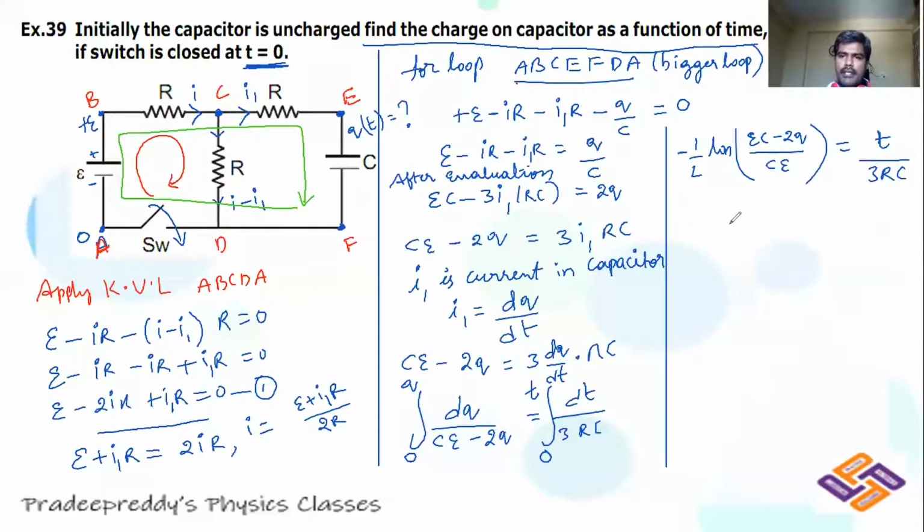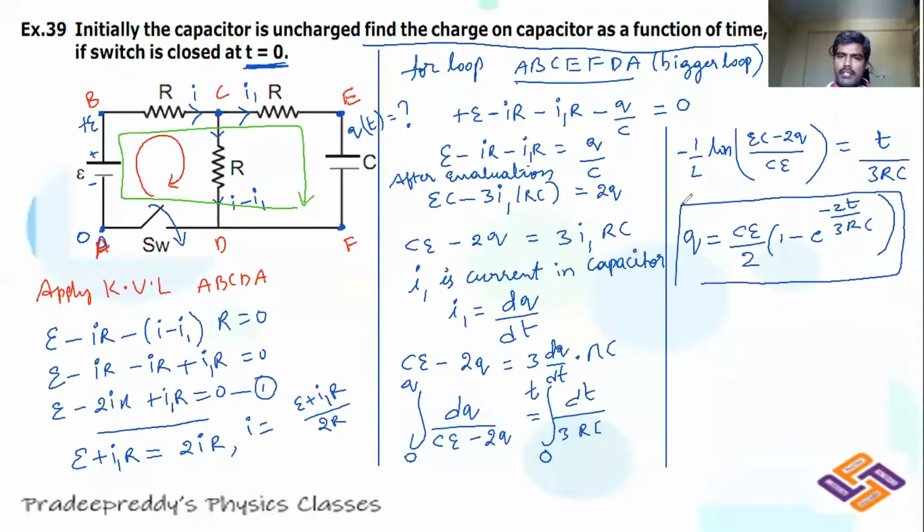Okay, from here if you make subject as Q, Q will be equal to CE divided by 2 into 1 minus e power minus 2t divided by 3RC. This is the final expression for charge, which is variable with respect to time.